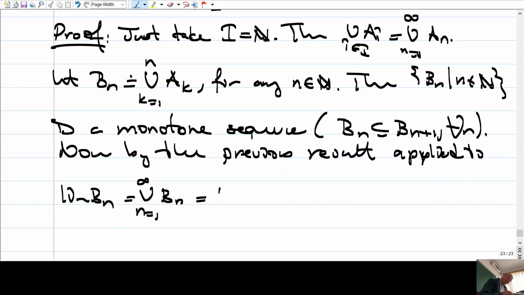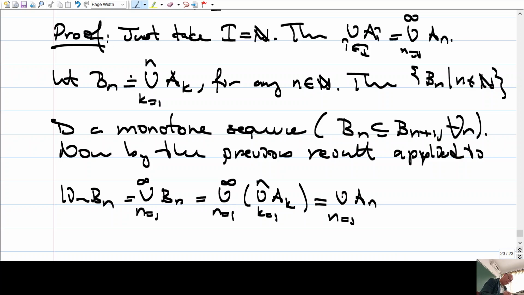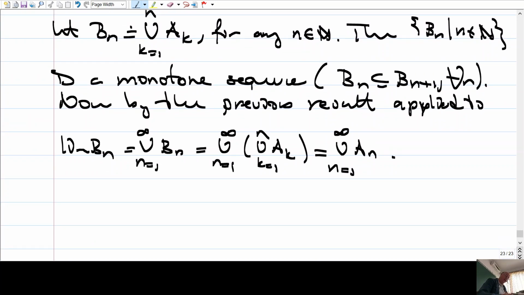But what is Bn? Bn is just the partial unions of AN. So the union of the partial unions is of course just the union. So these two unions are the same. In other words, we wrote this union of arbitrary sets as the union of a monotone sequence. Okay, that's the advantage. And once we do this, of course, I can use the previous result.